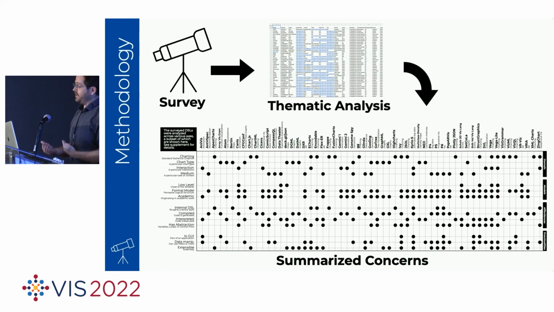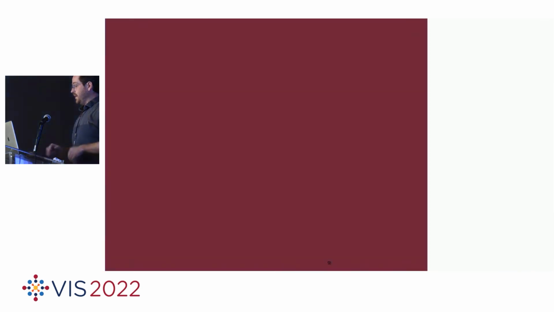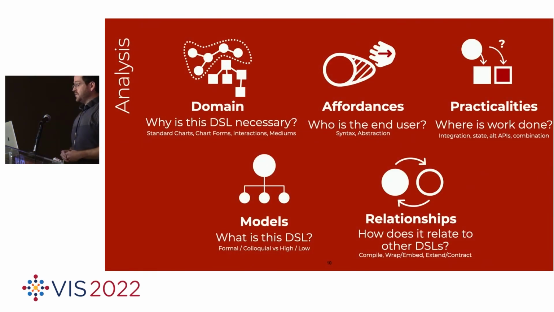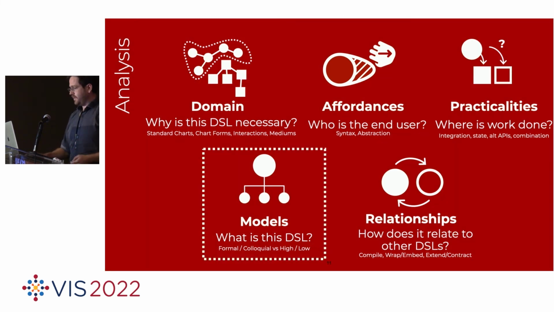We iteratively added, removed, and adjusted categories until theoretical saturation was reached, from which we identified 5 key concerns or themes. Time is short today, so we'll forgo discussion of the top 3: domain concerns, affordances motivated by identification of the end user, and practicalities of where work is done. Instead, we'll dive more deeply into the other 2.